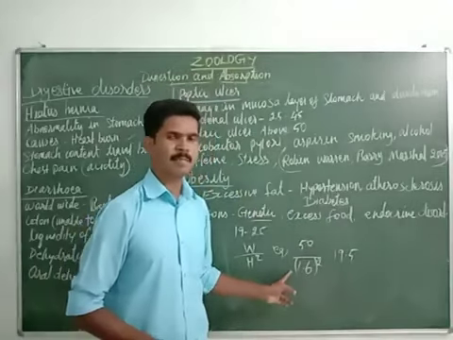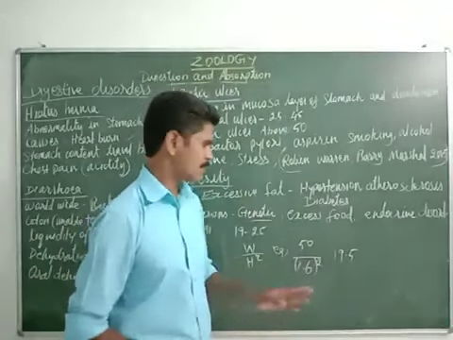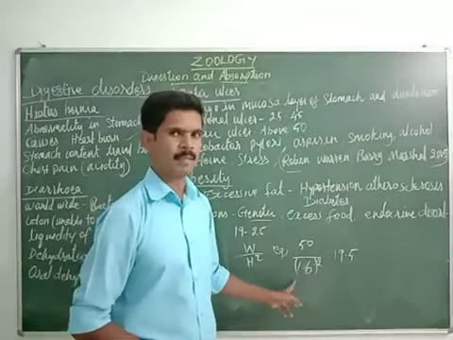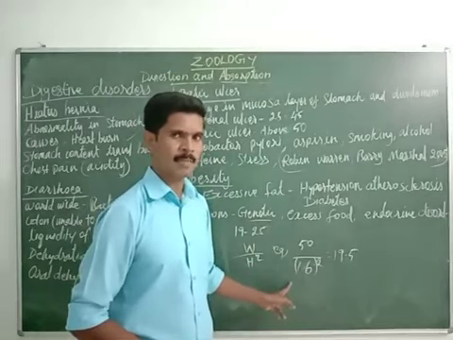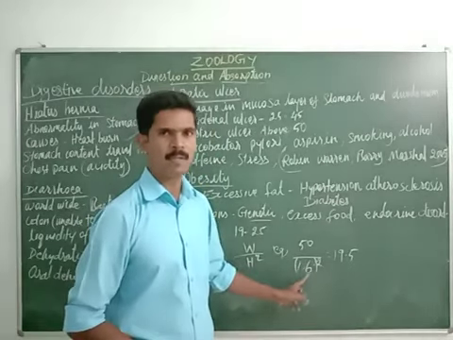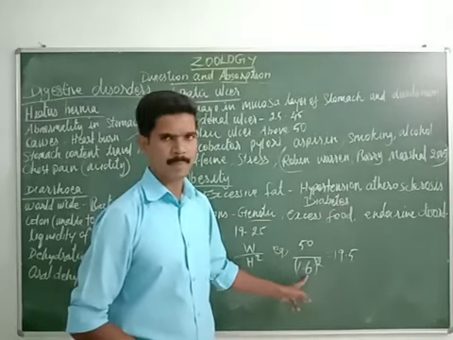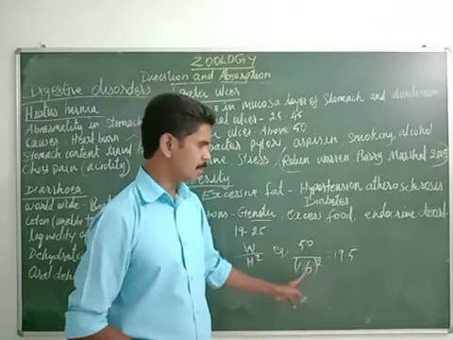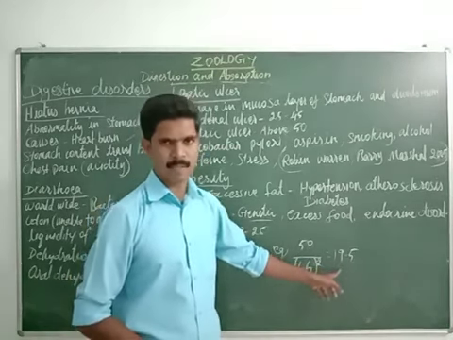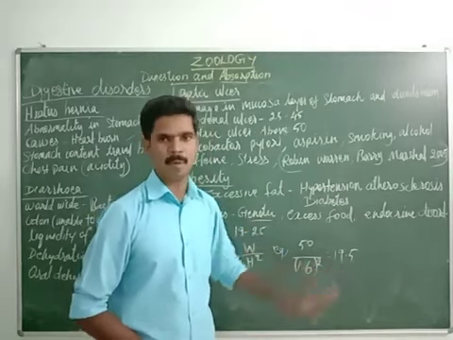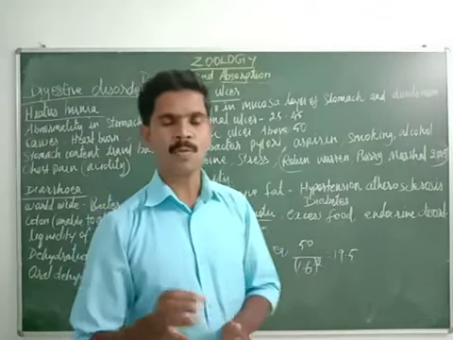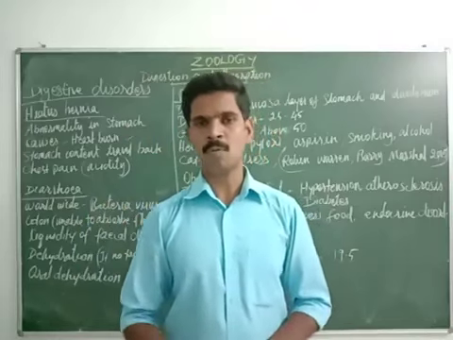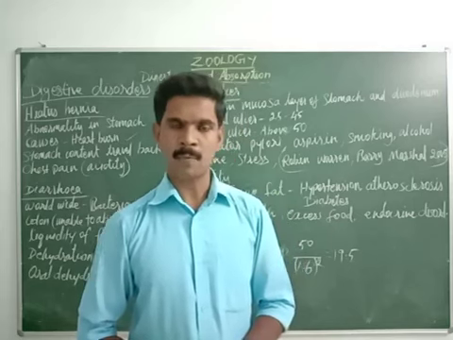See, suppose a person's body weight is 50 kg. Just imagine the person's body weight is 50 kg and his height is 160 centimeters. So this 160 centimeters is converted into meters, 1.6 meters. So weight divided by height in meters square, we will get 19.5. So this is the normal body size. Between 19 and 25 is normal body size, below 19 is lean, and above 25 is obese. Understand? Above 25 is obese.